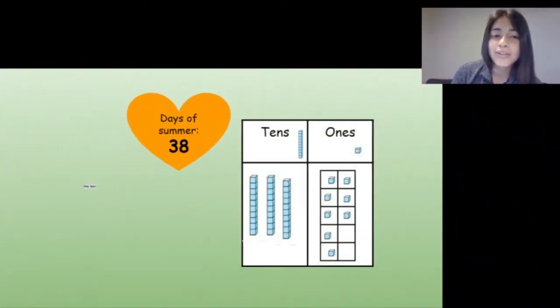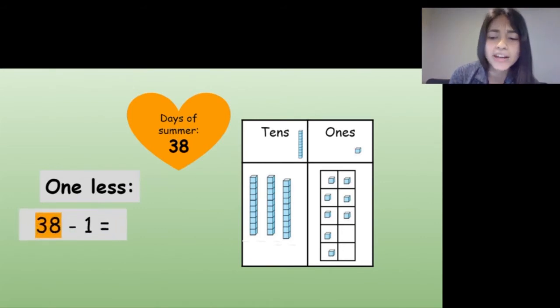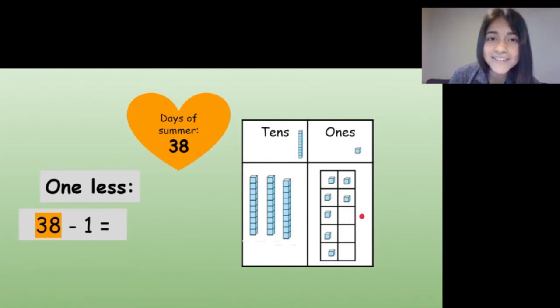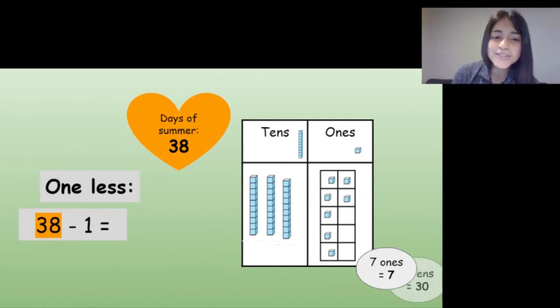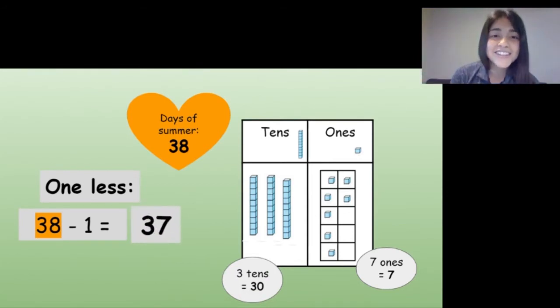Now we're going to do another one. So we're going to take 38 again, and we're going to find 1 less. That means we're going to start with 38 and take away 1. That means this little ones block is going to fly away. And now how many ones do we have? Yeah, we have 1 less, so we have 7 ones. And how many tens do we have? Yeah, we have 3 tens, or 30 still. So 30 and 7 together make 37. That's it. So 38 take away 1 is the same as 37.